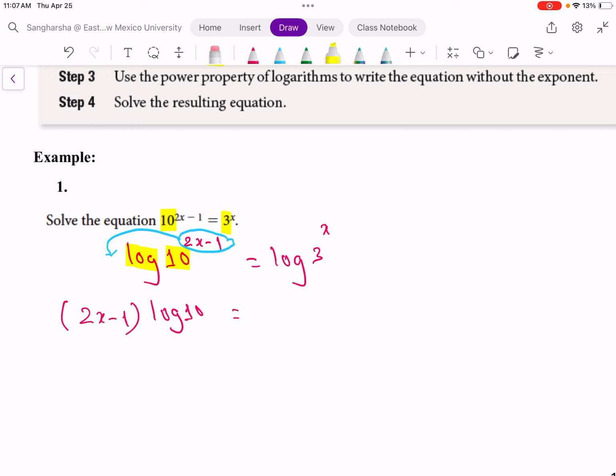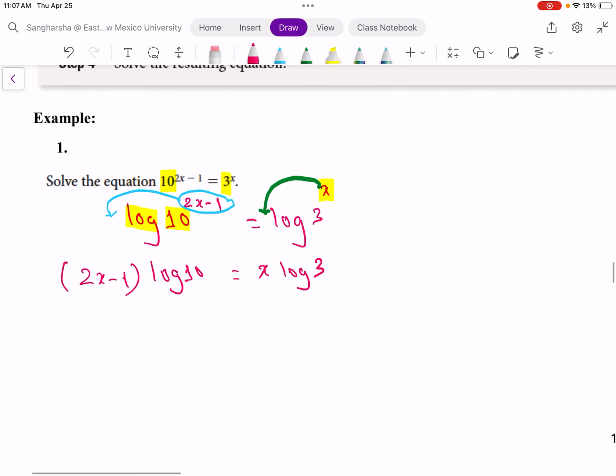Equals, in a similar way, we have log of 3 to the power x. So this is the exponent, and we can write this exponent in front of log 3. So we have x times log of 3. Now we are solving for x. We have x terms on the left side, and we have an x term on the right side. So we have 2x minus 1 here. Let's distribute log of 10.